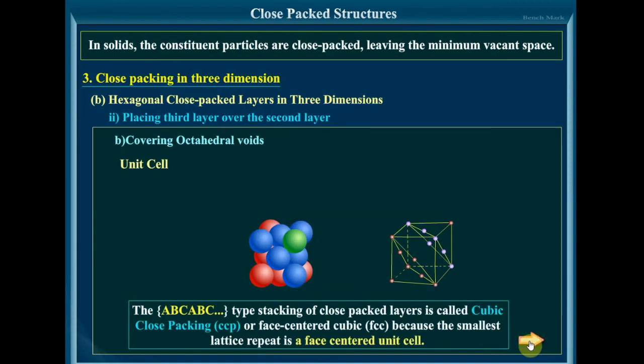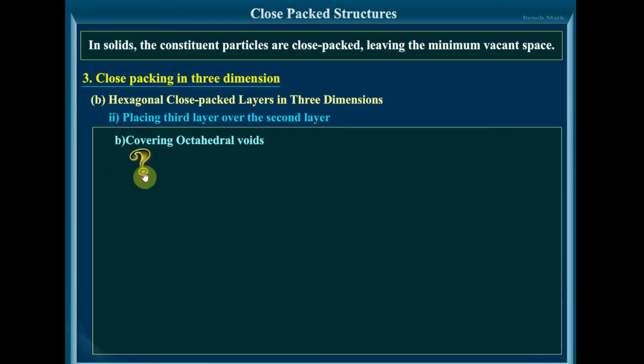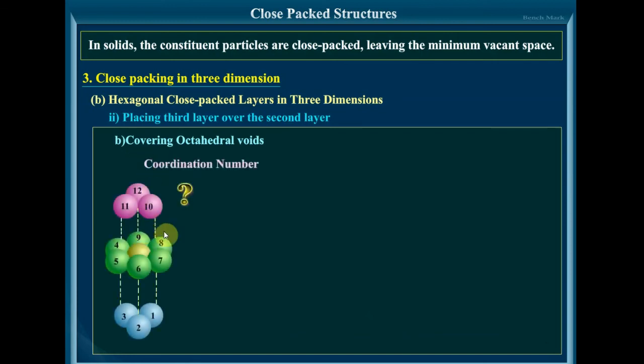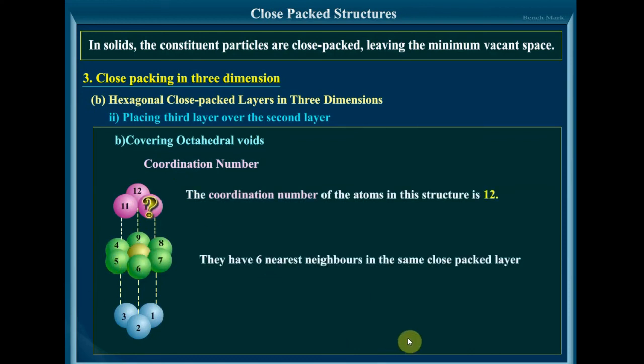The coordination number of atoms in this structure is 12. They have 6 nearest neighbors in the same close packed layer, 3 in the layer above, 3 in the layer below. Examples are aluminium, nickel, copper, silver, platinum, etc.